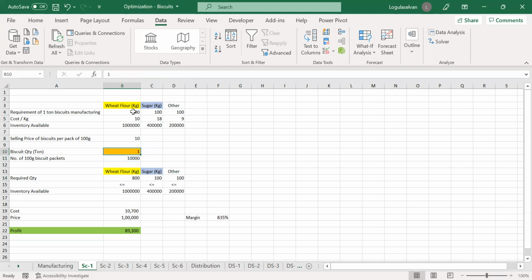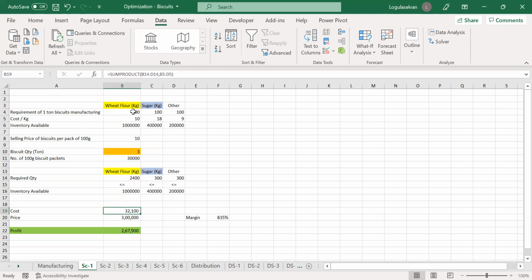If 1 ton of biscuit is manufactured, it would require 800 kgs of wheat. So if I change this to 3, automatically the values also will get changed. So the required ingredients will be 2400 kgs of wheat, 300 kgs of sugar, 300 kgs of other ingredients.